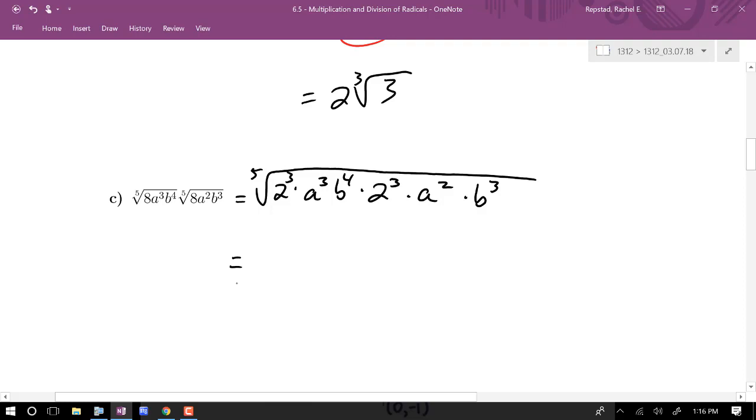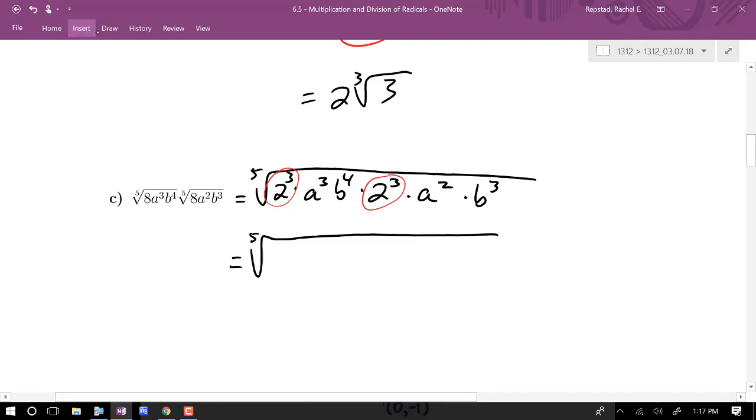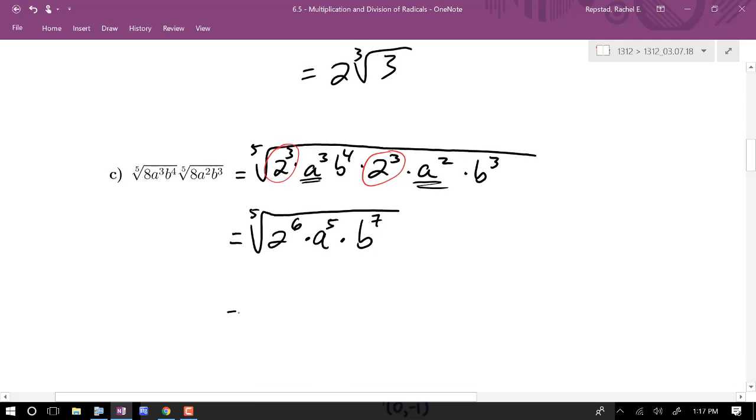I'm going to just simplify the expression inside. I've got 2 cubed times 2 cubed, so that's 2 to the 6th. What's my power on a? Yeah. And how about the power on b? Yeah. And now this will be much easier to simplify. When we say we need 2 of the same factor to bring one out, or in a fifth root, a group of 5 of the same factor to bring one out, what we're really saying is I need a perfect 5th power in order to bring one out.